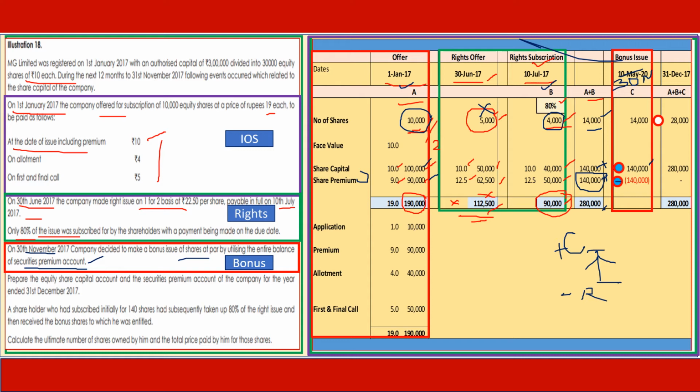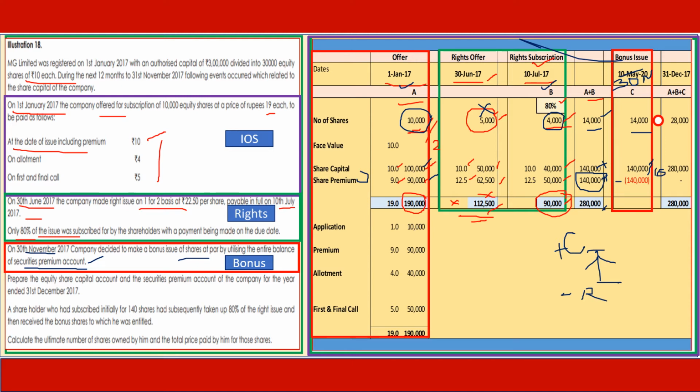And when you issue bonus shares, 1,40,000 is the value. Face value of shares is 10. Therefore, the number of shares that are to be issued is 1,40,000 divided by 10. This has to be divided by 10. Then we receive 14,000 shares.